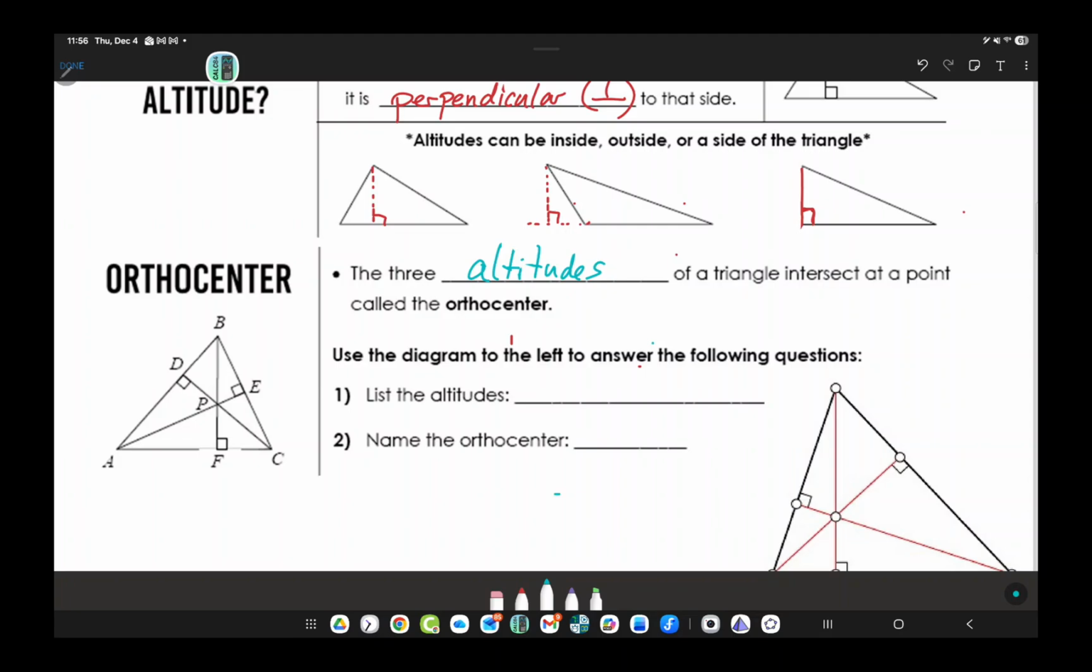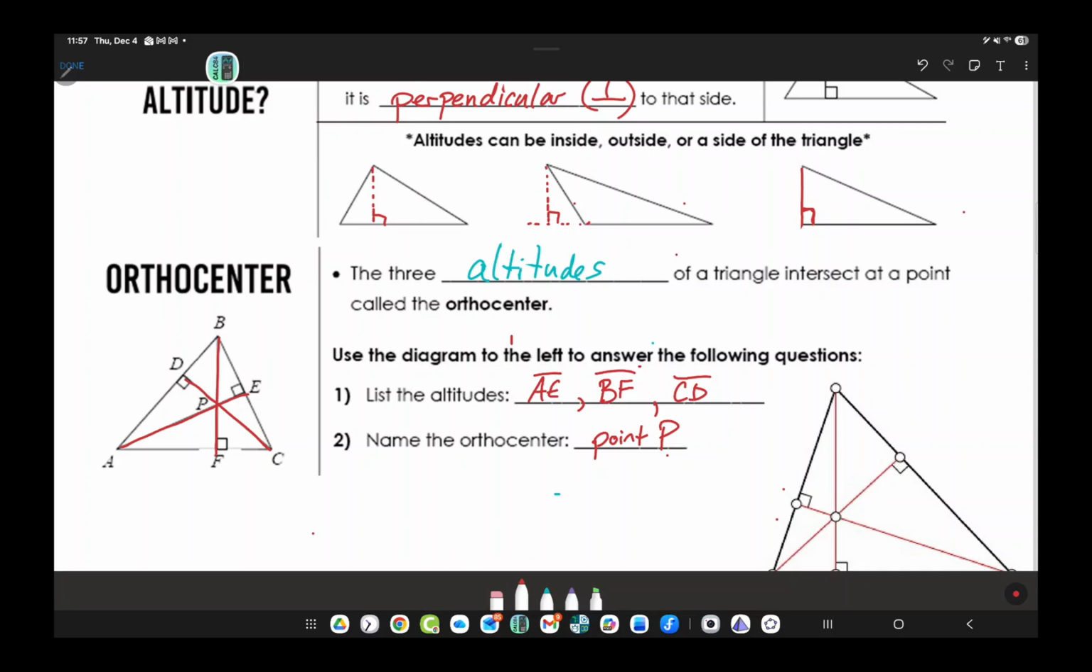So list the altitudes. Again, here they are. We have AE. Go backwards, so you're gonna have to flip it. DF, and CD. The orthocenter is point P. All right. Point B. I don't know. We just like that point P.